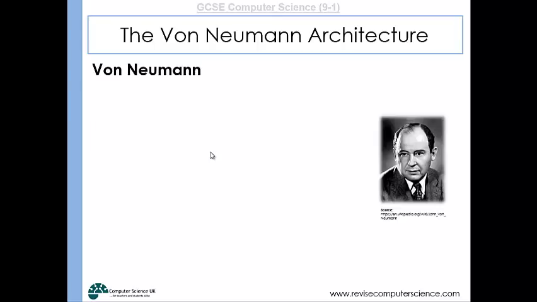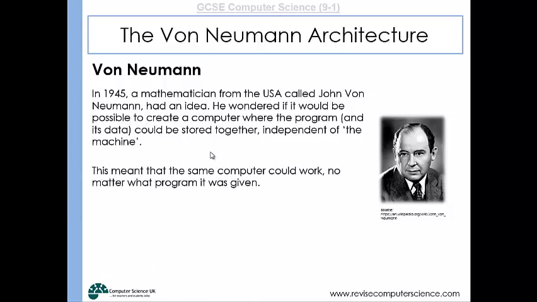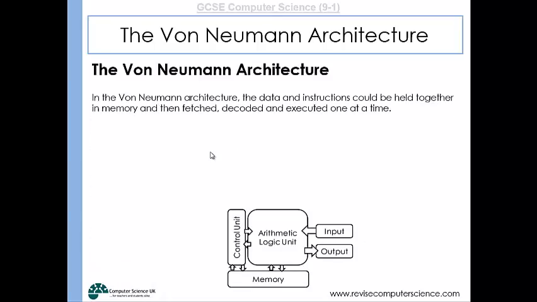Now, John von Neumann, a famous mathematician, in 1945 wondered whether it would be possible to create a computer where the program and the data were separate, independent of the machine. The idea would be that you would have one multi-purpose computer and you could supply it with different programs and different data, and that one computer could perform lots and lots of different tasks without having to be set up any differently. He invented the von Neumann architecture.